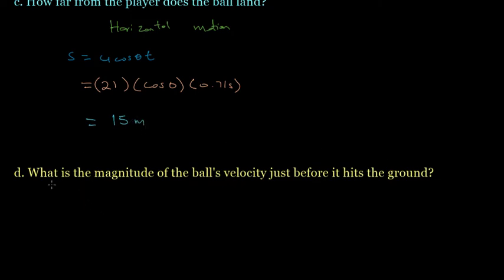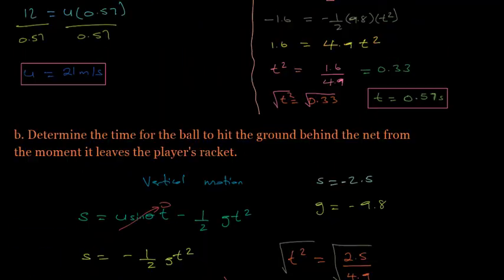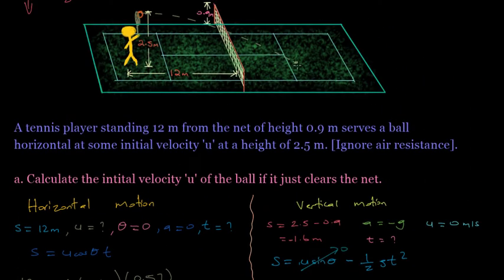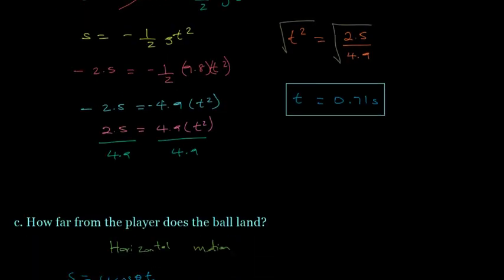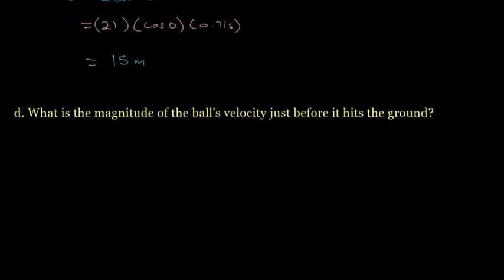Now, the next question says we need to find out what is the magnitude of the ball's velocity just before it hits the ground. So we want to know what's the velocity of the ball just before it hits the ground at this point. Now, we can start with the fact that in the horizontal plane, the velocity is unchanged because gravity does not affect the horizontal motion.